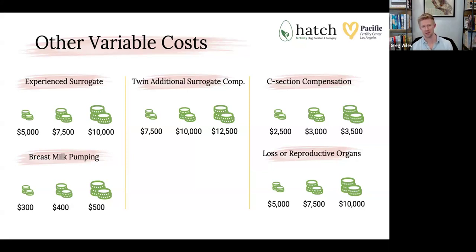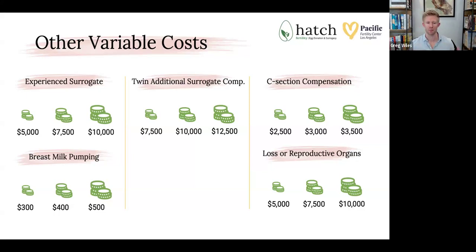If for any reason she were to lose her reproductive organs as part of this journey, there's usually a stipulation in the contract that you have to pay her between $5,000 and $10,000, depending upon the contract. There are options to purchase insurance to cover this, and when you are matching with your surrogate, you'll be presented with those options so that that amount is paid by an insurance company and not by you out of pocket. But just make sure you ask about that when you're going through the legal part of the process.